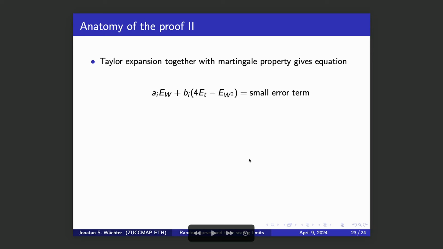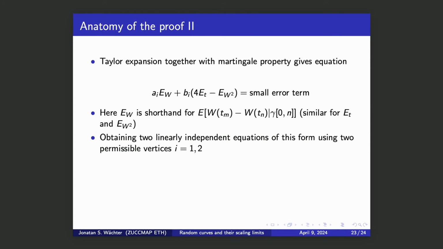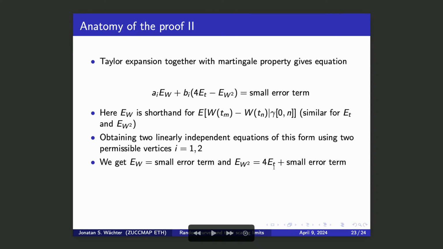Some really nice coefficients pop out. And this is just shorthand for conditional probabilities of certain increments. And if we do this for two vertices, we get a linear system. And we can get this result here. And I have not written it out in full detail, but basically what it says is, this is exactly the local behavior that you expect from something that is a Brownian motion scaled by a factor 2.